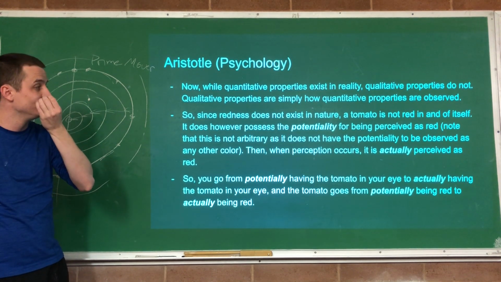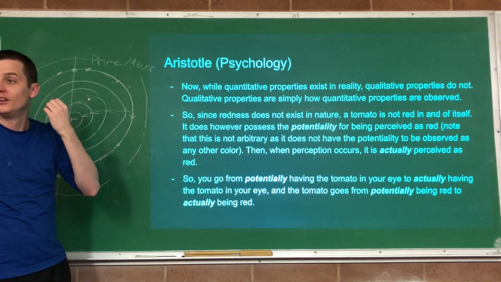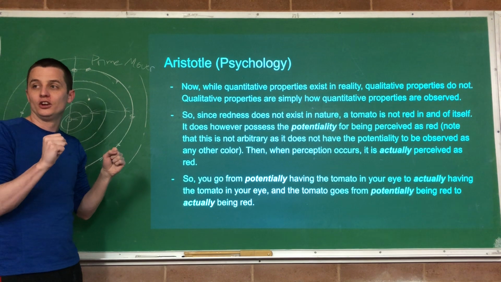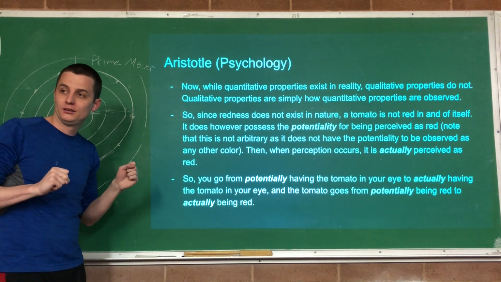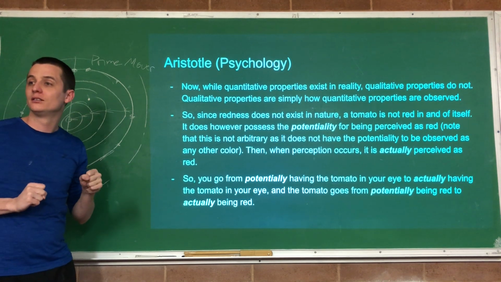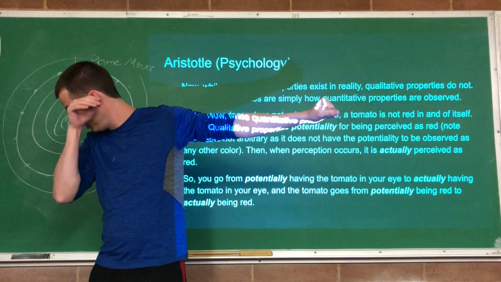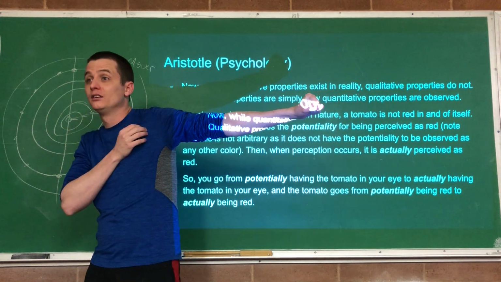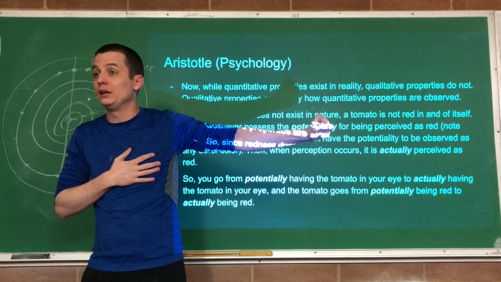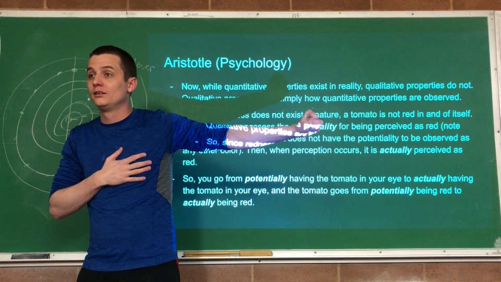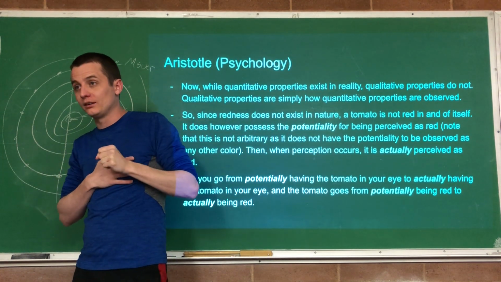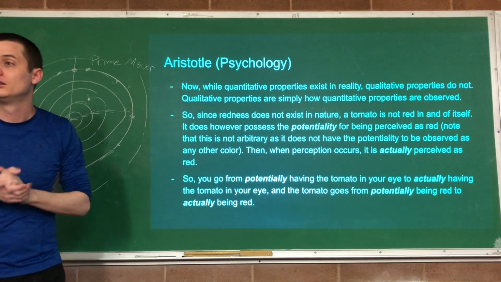I still don't get that. How change is going from potentiality to actuality. Okay. Redness only exists in your mind. Yeah. You can potentially view a tomato as red. If you're not looking at a tomato, you can potentially view it as being red. Okay. When you look at it, now you're actually viewing it as being red. So it went from potentially being red to actually being red. Yeah, but that redness exists in your mind.